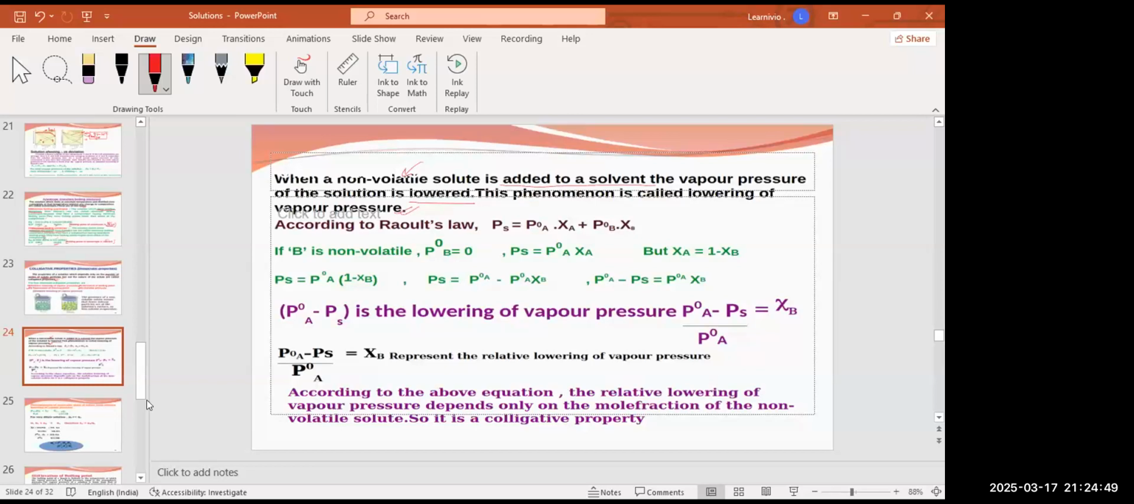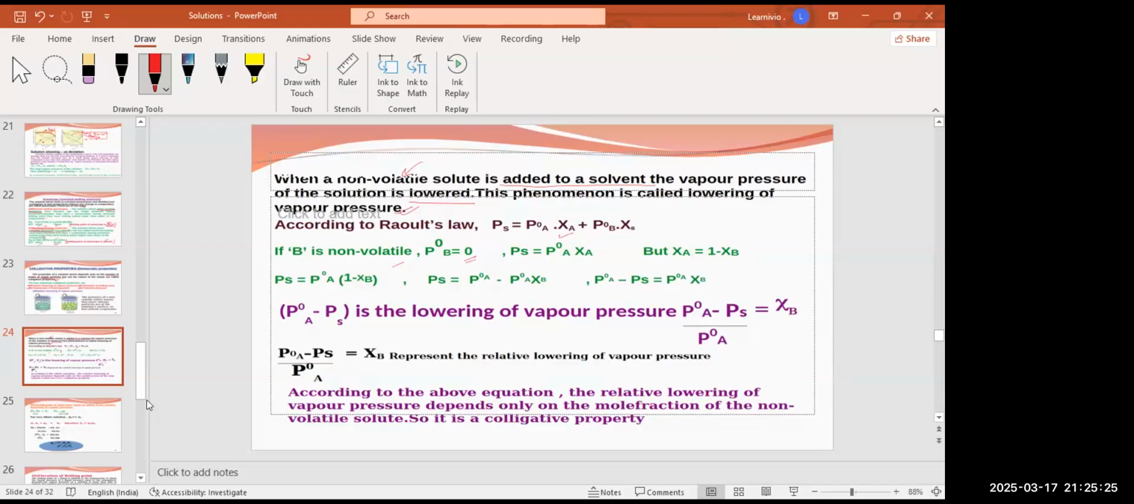Okay. Now see, according to Raoult, we know that Ps is P naught A into XA plus P naught B into XB, right? And if B is non-volatile, what happens? P naught B will be equal to 0 for non-volatile, right? The pure component vapor pressure will be 0. So what happens when you put this value into this? Ps will be equal to P naught A into XA, right?